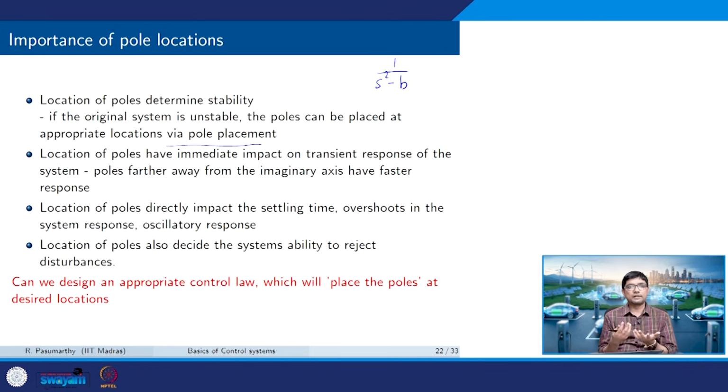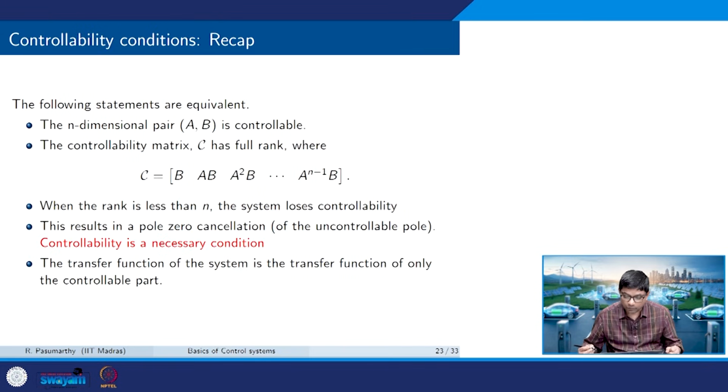Now, what does it mean in the context of state space? So, can we design an appropriate control law which will place the poles at desired locations? So, what is the equivalent of poles? The equivalent of poles of a transfer function are the eigenvalues of A. Okay. So, now we saw the equivalence, right.